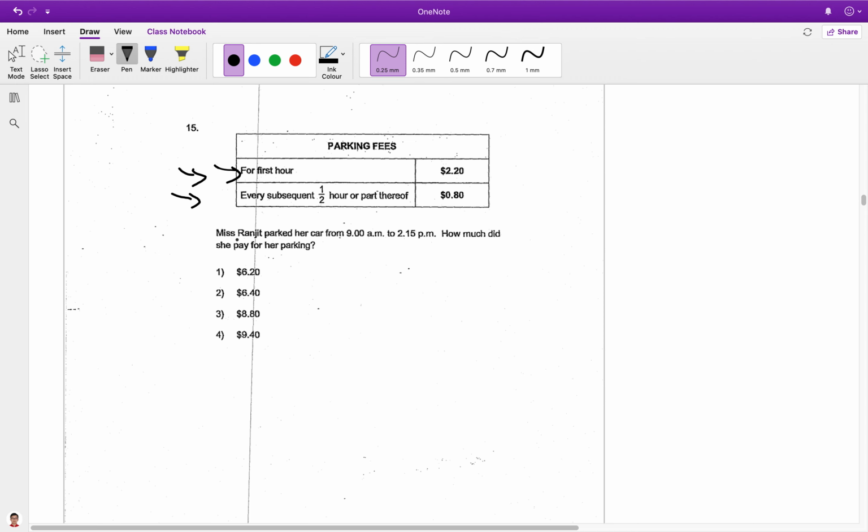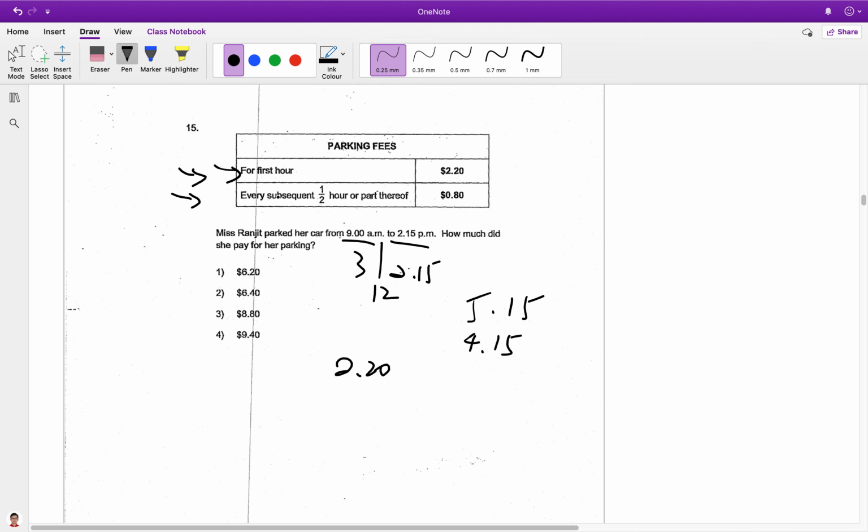So here we need to examine which category it falls into. Here it says Mr. Rajat parked his car from 9 to 2:15 p.m. How much did he pay? So we see how many hours there are. One is in the morning and one is in the afternoon. In the morning until 12 is 3 hours. In the afternoon, 2 and 15 minutes. So in total, there are 5 hours 15 minutes. For the first hour, which is 2.20, the rest is 4 hours 15 minutes.